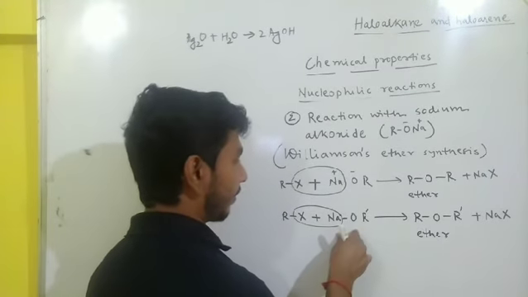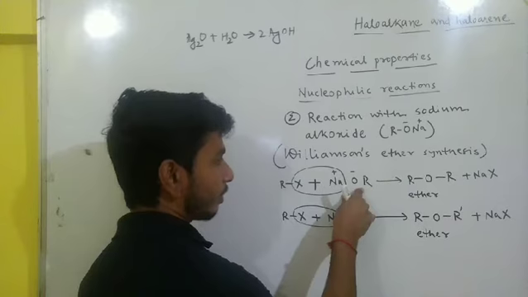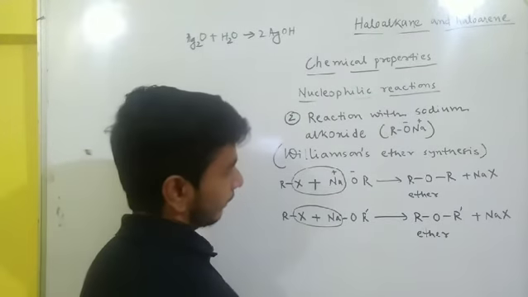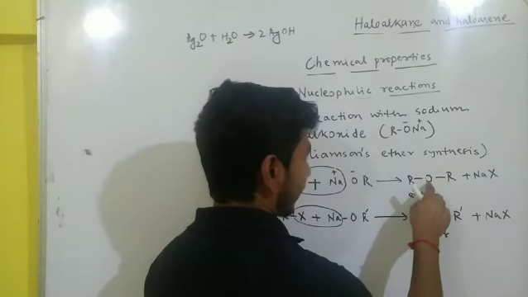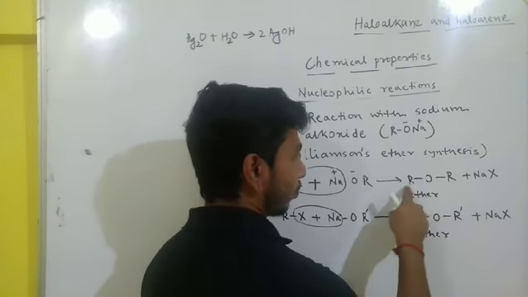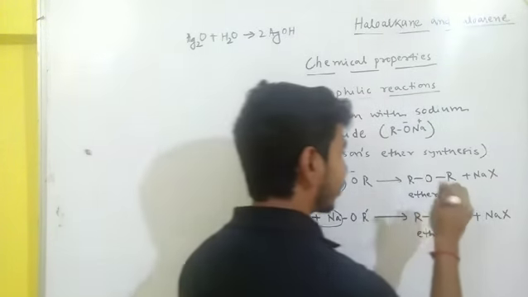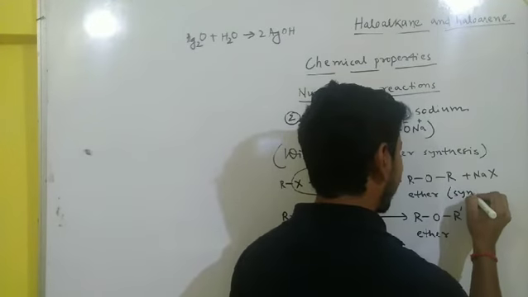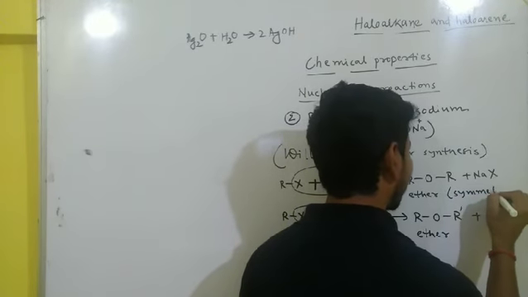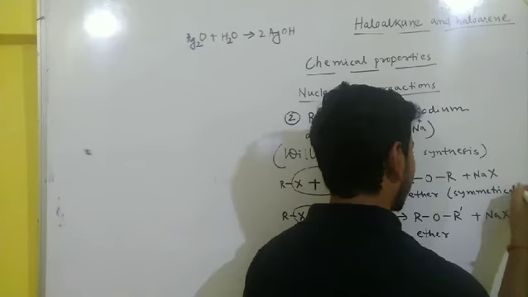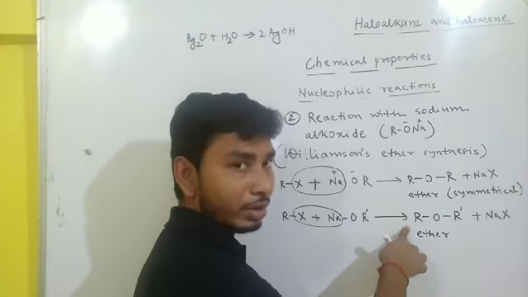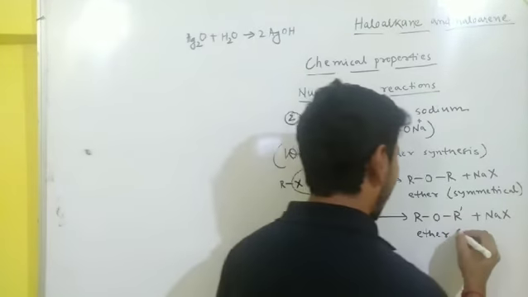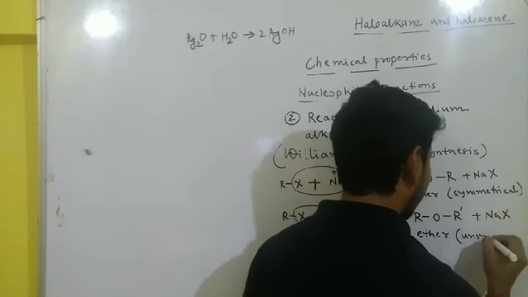It is sodium alkoxide, also sodium alkoxide, and the product is ether. In the first ether, oxygen is bonded with two same alkyl groups, so it is called a symmetrical ether. And where one is R and the other is R', the two sides are not similar, so it is called an unsymmetrical ether.